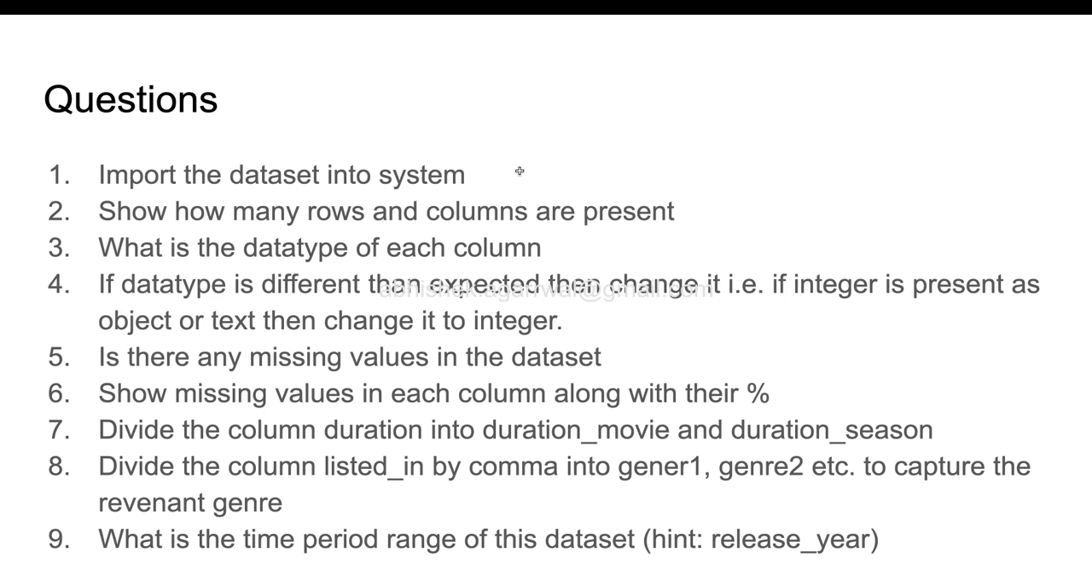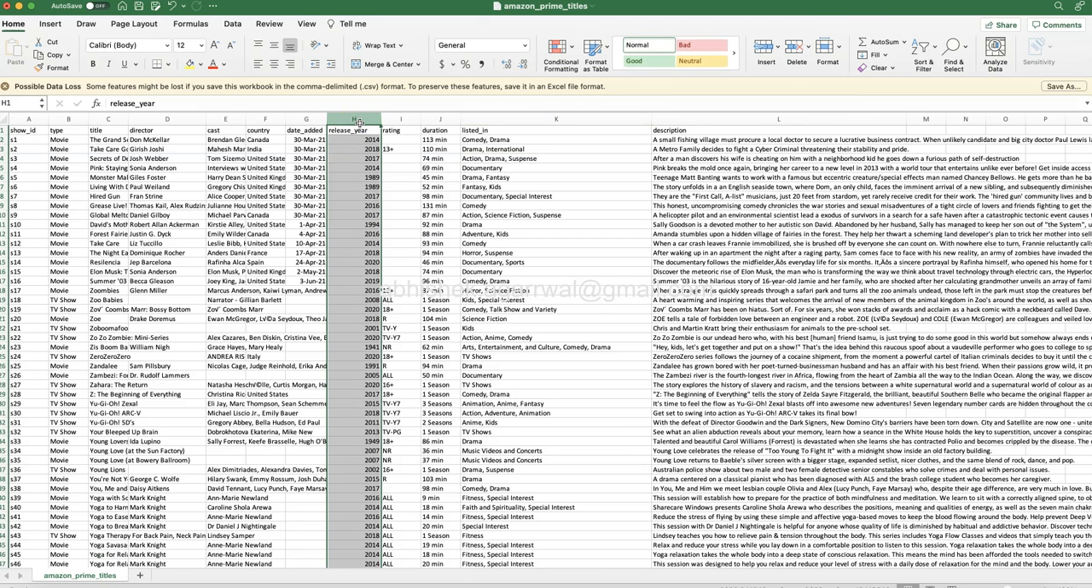Then, what is the time period range of this data set? The hint is basically the release year. The time period range is the keyword. So let's go to the release year. First, identify the minimum value and the maximum value, and subtract the minimum value from the maximum value. That will show whether the time period range we are dealing with, TV movies and TV shows, is a 10-year range, 20-year range, 50-year range, or 100-year range. What is the range that we are dealing with?